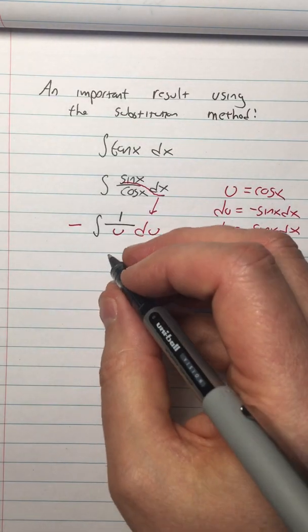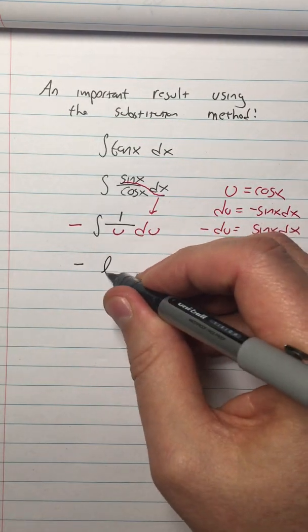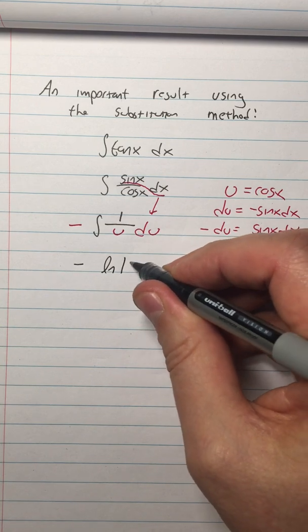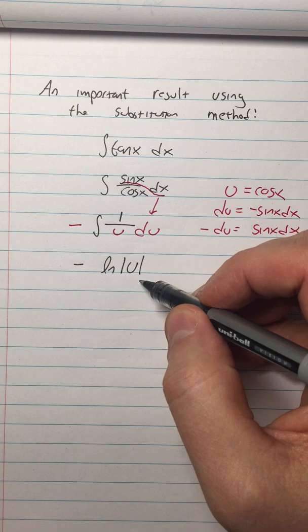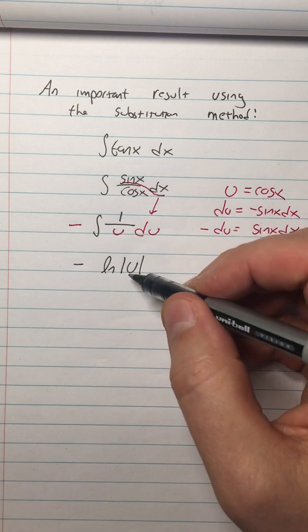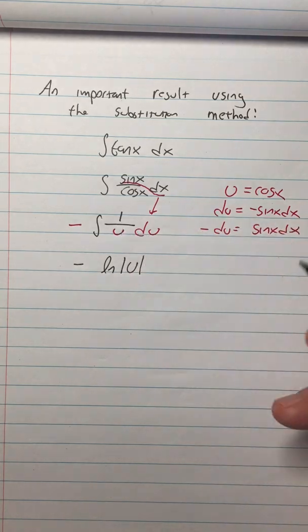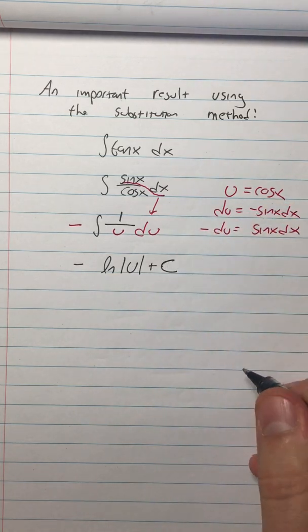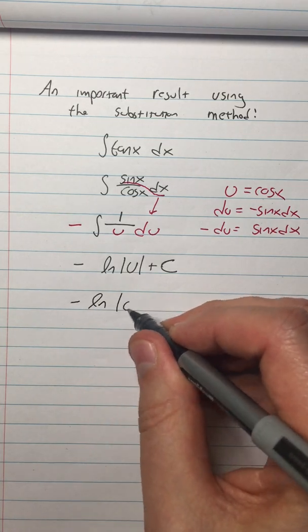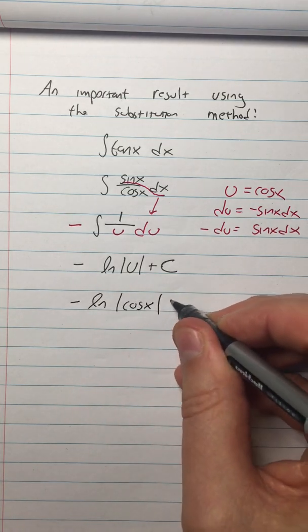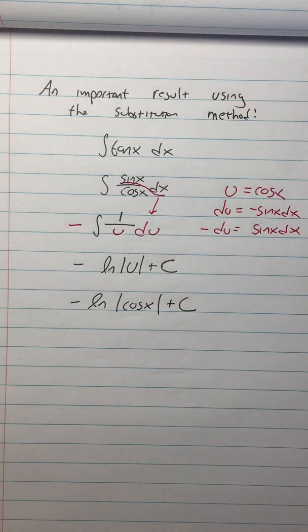So that means this is negative ln of, but we have to remember that it's the absolute value of u. Whenever I do the antiderivative of 1 over u, it's ln of the absolute value of u. That's important because otherwise we lose a lot of the domain of this integral. Plus c, because I did the antiderivative. Now I just plug in my cosine, so I have negative ln absolute value cosine x plus c. That's the antiderivative of tangent.